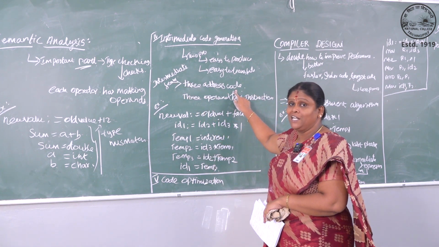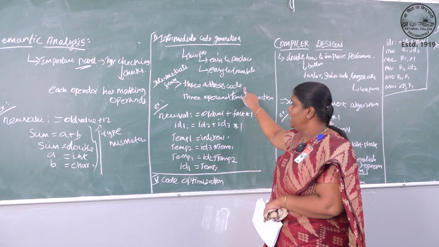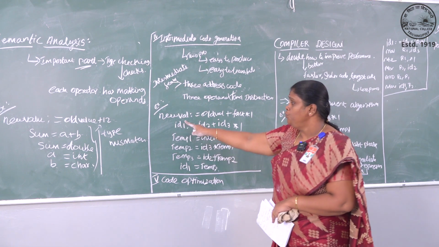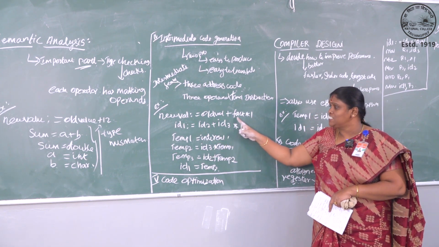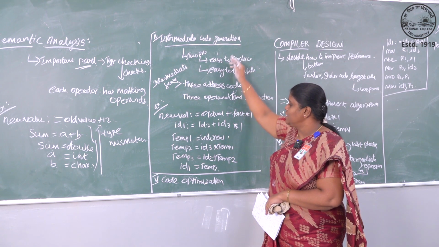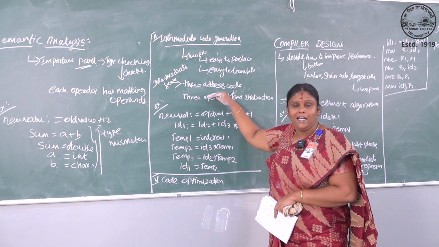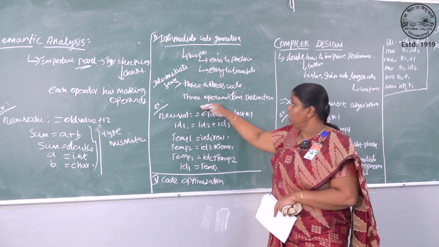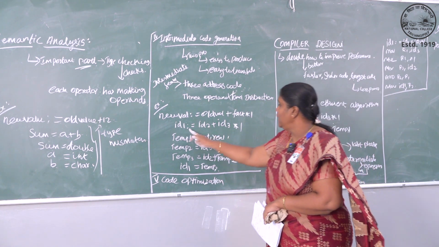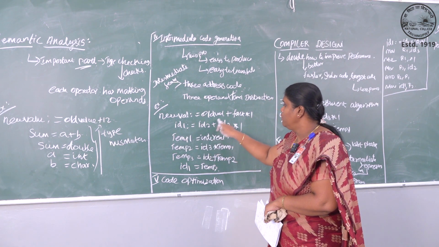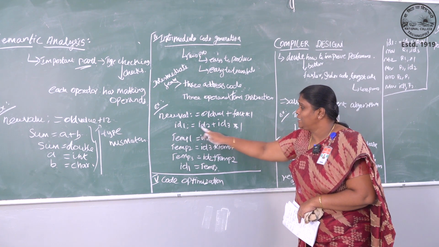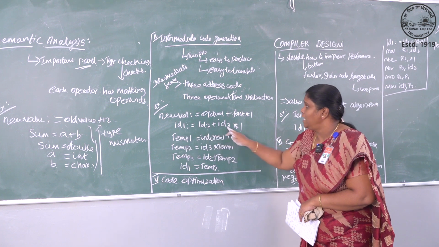In this intermediate form, we use three-address code. Three-address code means instructions with three operands. For example, new value equals old value plus factorial fact star 1. Then, in intermediate code generation, we use three-address code, which contains instructions with three operands. Then ID1 is new value, ID2 is old value, ID3 star 1. These are the assignment instructions, and these are the operands.